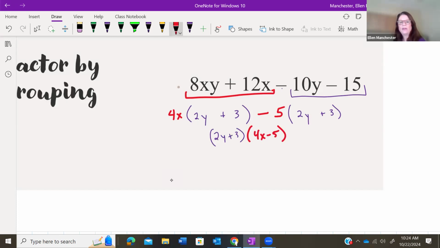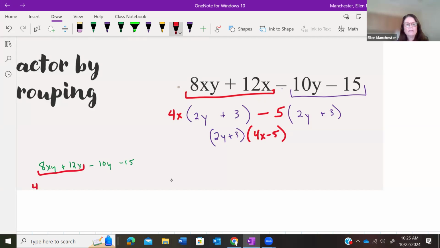2y times 4x is 8xy. 2y times negative 5 is negative 10y. 3 times 4x, there's your 12x. And 3 times negative 5 is your negative 15. Okay, now I'm going to do this in a different color because I want you to see how important it is to bring that middle sign down.